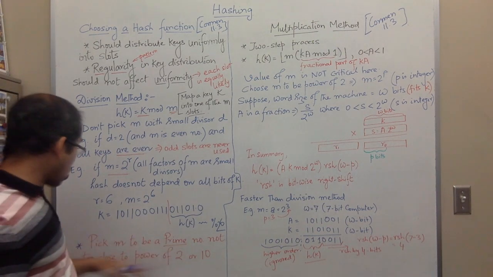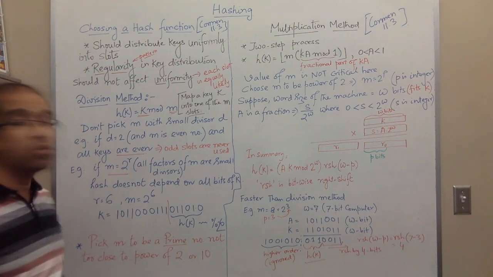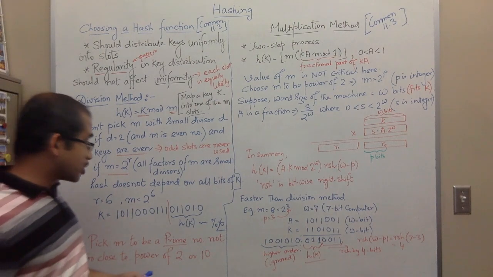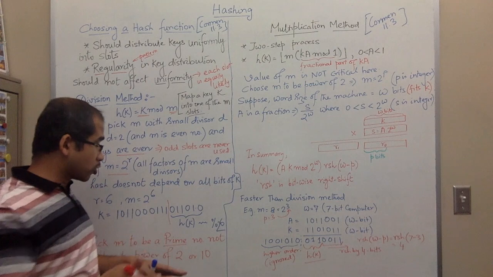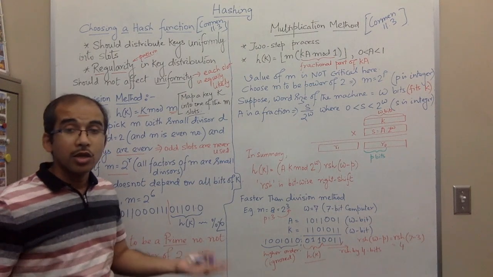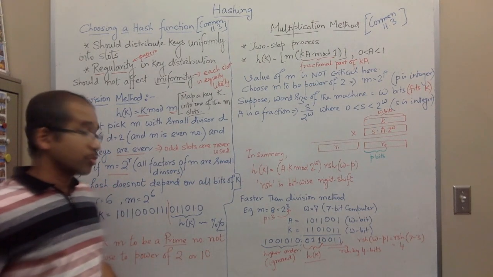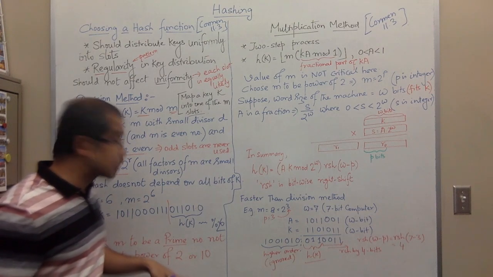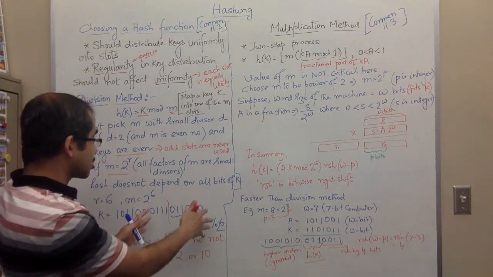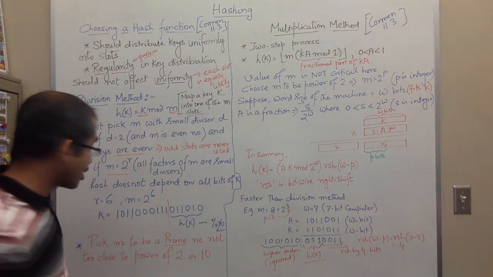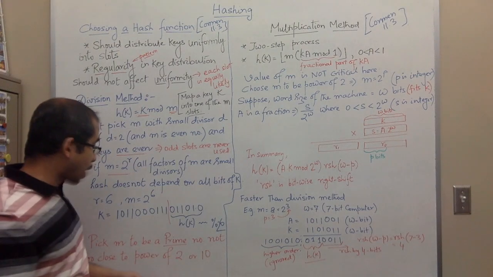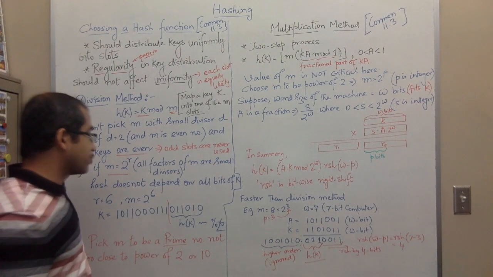Choose a number not too close to a power of 2 or power of 10, like 10 square or 10 cube. Power of 2, 2 square, 2 cube, 2 to the power 4, 2 to the power 5 should not be so close to that. Otherwise, only the last few bits will be considered. So we choose m to be a prime number, not too close to a power of 2.